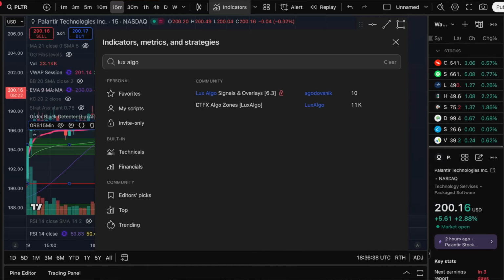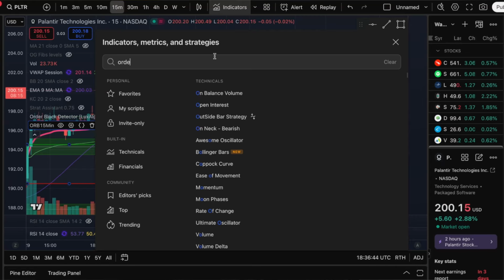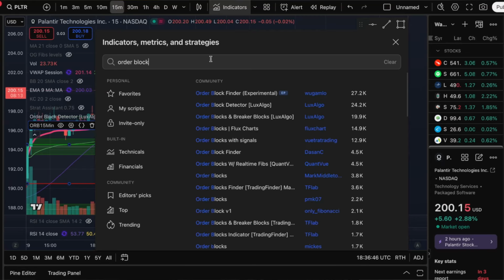Lux Algo, it should pop up right there. Or you know what? We'll just type in order block. It might be under that. Yeah, there we go. Order Block Detector by Lux Algo is a free indicator. All right, so we're going to click this one.